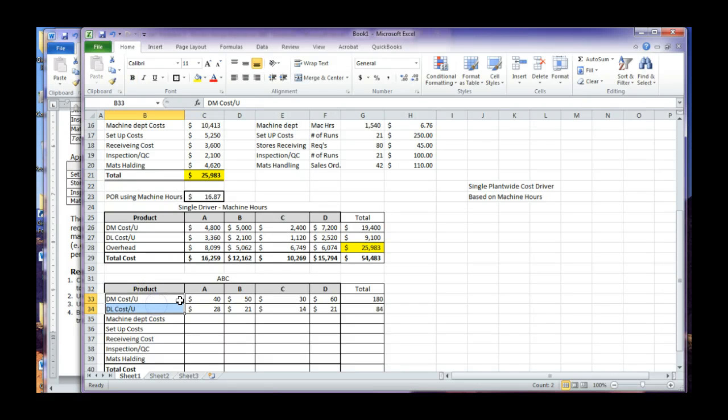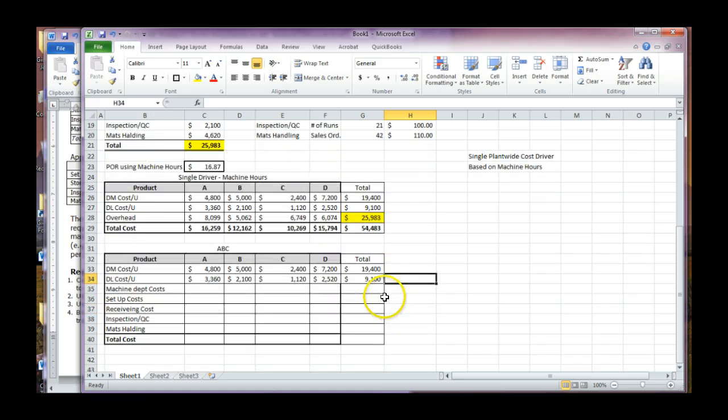So we know direct materials and labor aren't going to change. So I'm going to cheat a little bit. I know they haven't changed. I've already calculated them, so I am just going to do that. I'm going to go ahead and make these dollars. And you notice these all add up. We're okay there. I'm going to go ahead and get rid of decimal points, and let's do that for everybody here.